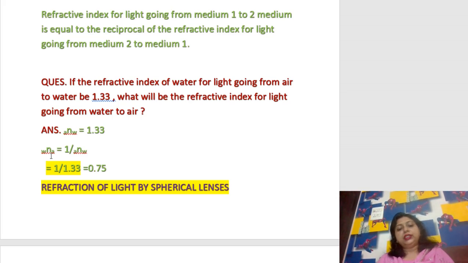When it goes from water to air, what will happen? It becomes reciprocal. So W and A equals 1 upon A and W, and 1 upon A and W is 1.33. So 1 upon 1.33, you will get the answer 0.75.